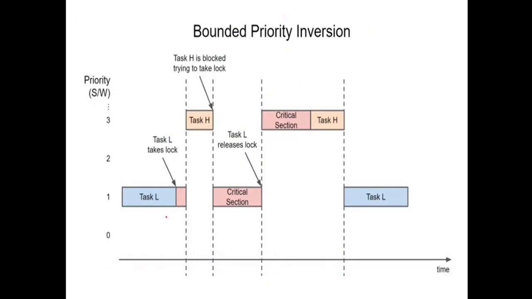So this is another diagrammatic representation of the bounded priority inversion. Task L is now executing. Normal execution is completed.